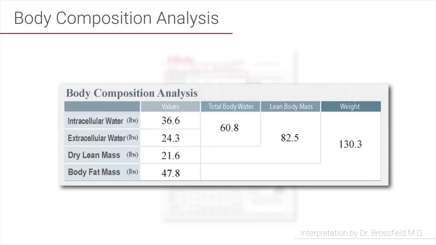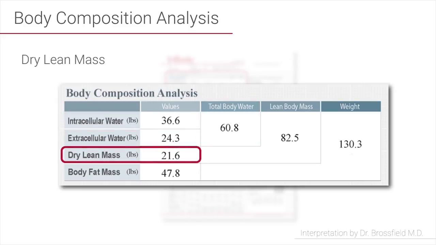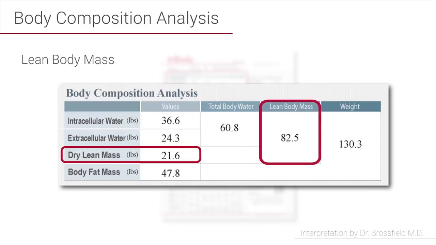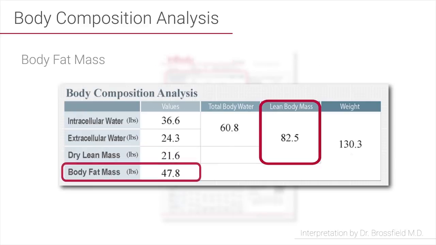The next line says dry lean mass, that's your bone. So if you add your muscle and your bone, you get your lean body mass, and you can see that at the top of this segment. Your lean body mass is essentially all of your body except for fat. If you add the last line, which is your body fat mass, you get your total weight on the right of this section.